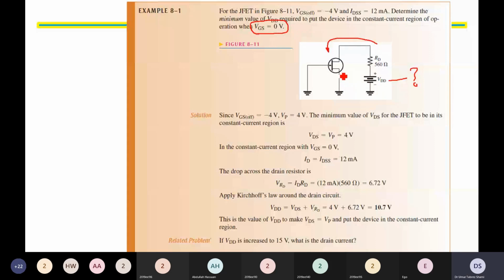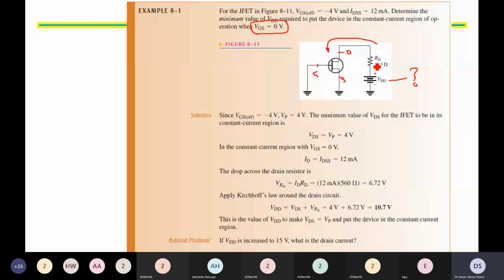Here we have the source, here we have the gate, and here we have the drain. To fulfill the condition that VGS is equal to 0, let us short circuit gate and source. When we short circuit gate and source, we put them at the same potential, and the potential difference between gate and source is 0. So what will happen when we have VGS equal to 0?